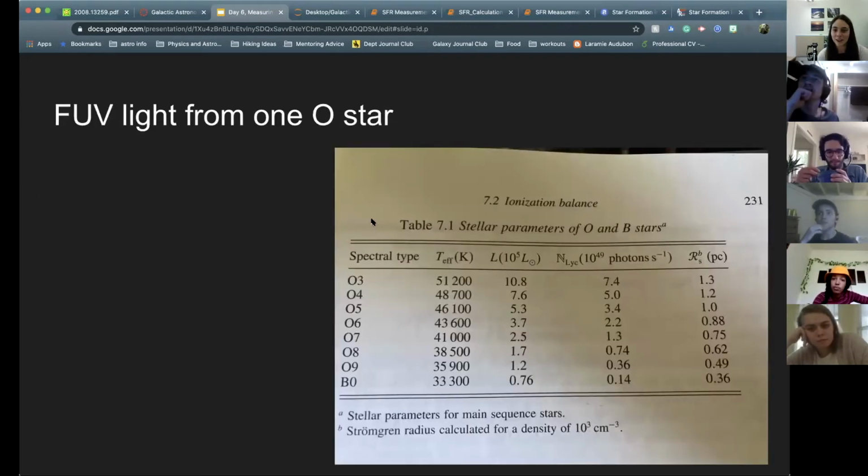Perfect. So that's my next slide. You got me right to the perfect slide, Thomas, thank you. So the first thing we need to know is how bright is one O star? Or a few O and B stars.